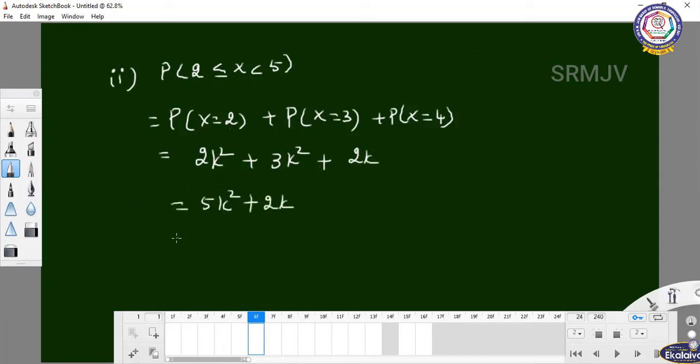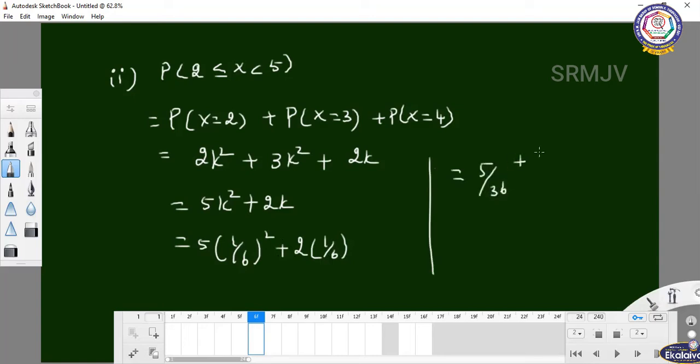What is the value of k? K is 1 by 6. So 1 by 6 the whole square plus 2 into 1 by 6. It gives 5 by 36 plus 2 by 6. 36 is the common denominator: 5 plus 6 into 2 is 12, so it gives 17 by 36. So the answer is 17 by 36.